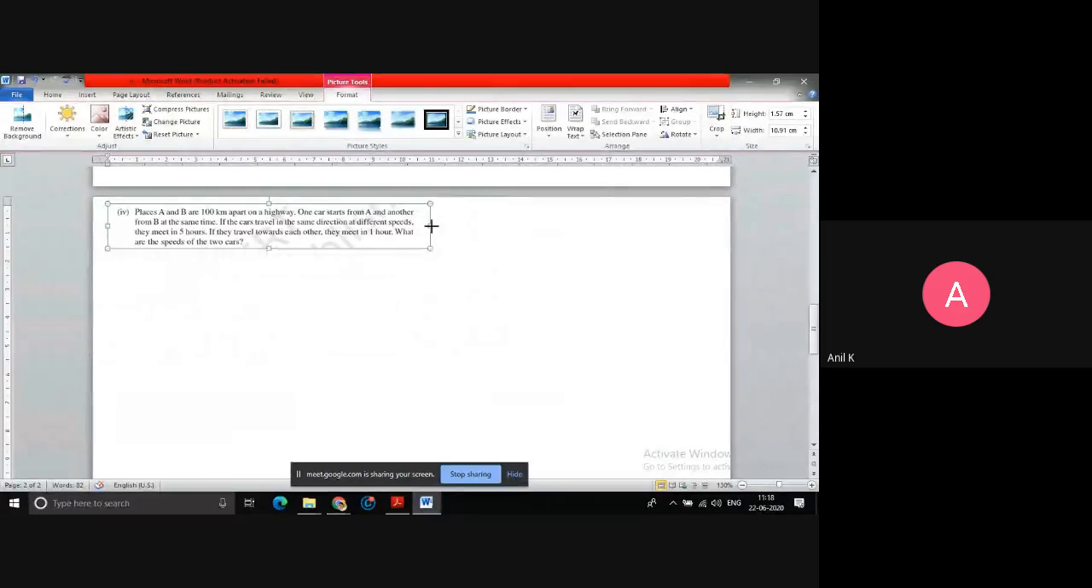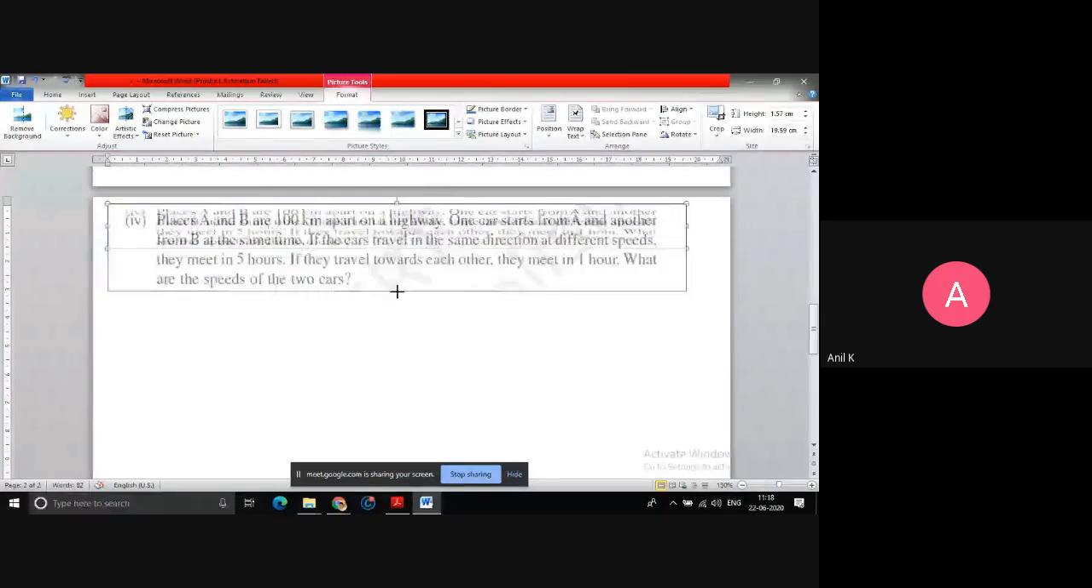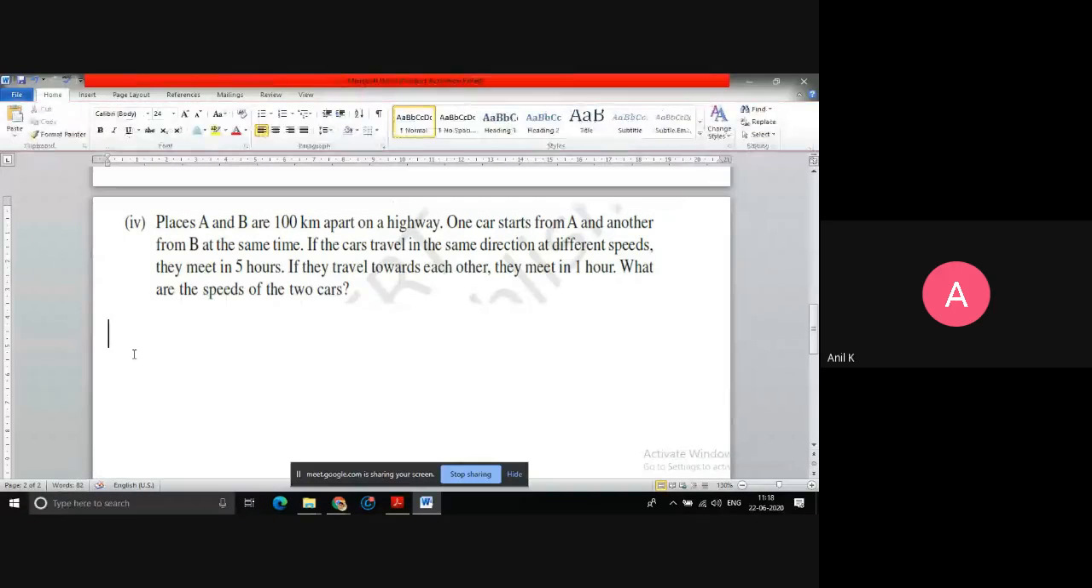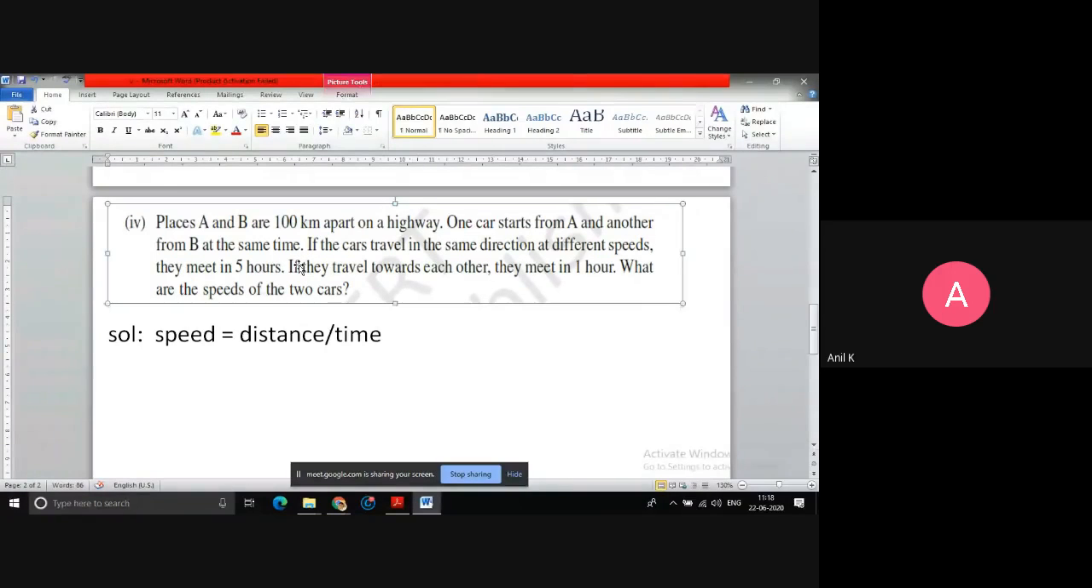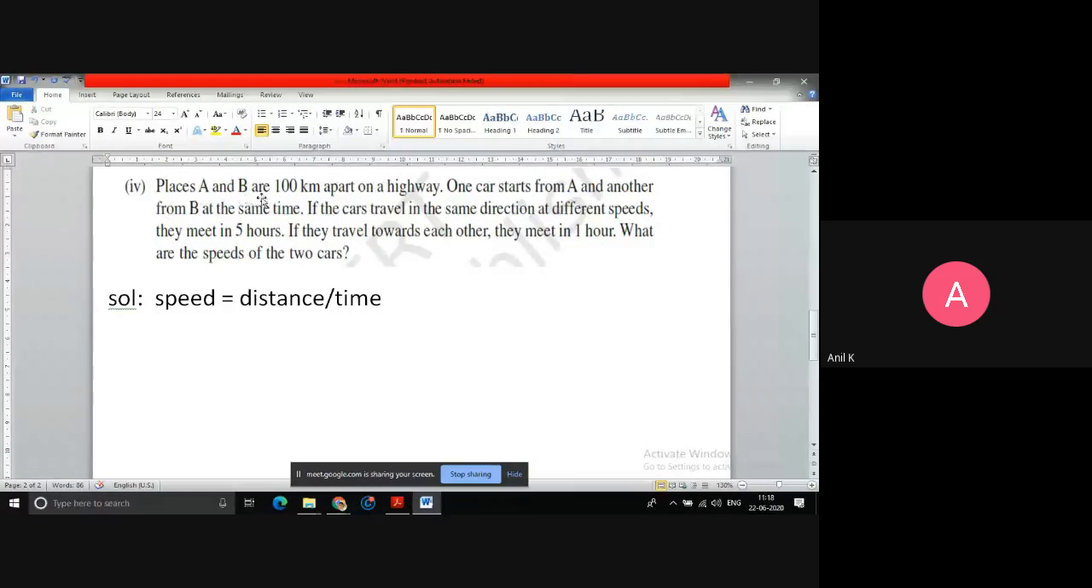So let me enlarge the diagram. I think everybody knows the formula, speed equals distance upon time. Let me write this formula. Speed equals the distance upon time. This is the formula which we use in almost every question related to distance and speed. Of course, we have only one formula. Now, the first condition is places A and B are 100 kilometers apart on a highway.